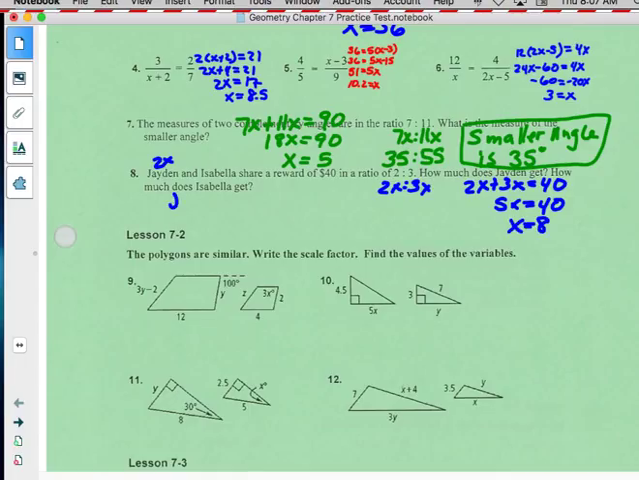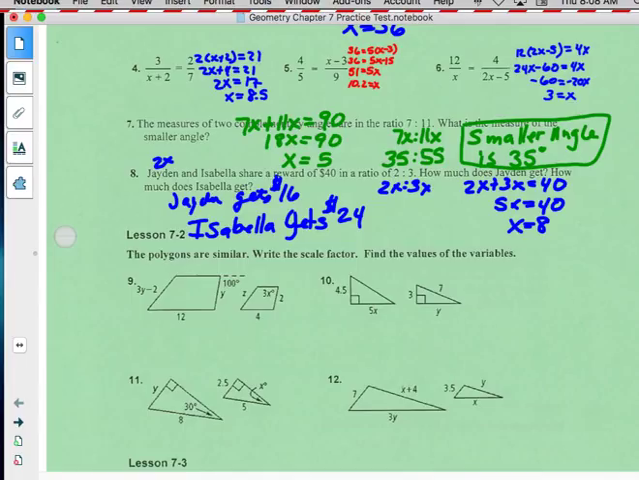So I plop that in, so Jaden gets $16. And Isabel gets $24. And it should add up to 40 when I'm done.